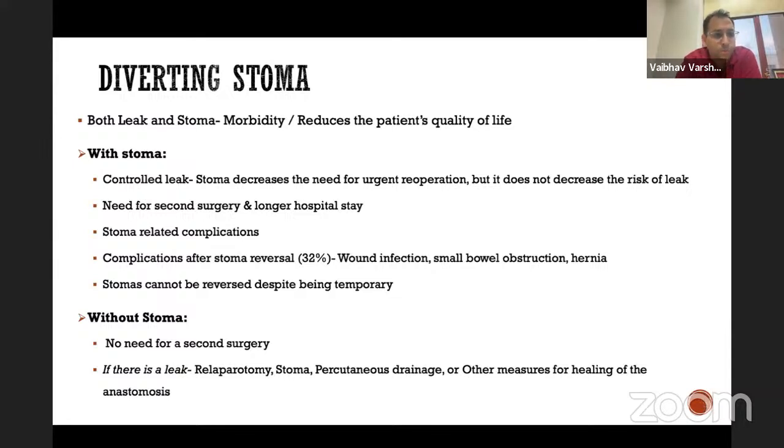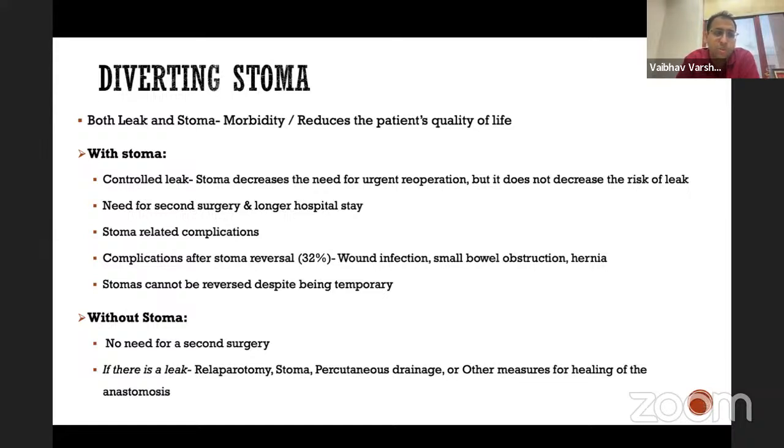So if we make a stoma, what is going to happen? The leak becomes controlled. Though it does not decrease the risk of leak, the need for urgent reoperation decreases. And if we make a stoma, the problem is there is a need for second surgery. There is a longer hospital stay. And as Dr. Sastry mentioned, it comes with stoma-related complications like stomal necrosis, stoma prolapse, and stoma-related skin excoriations. So this the patient has to bear.